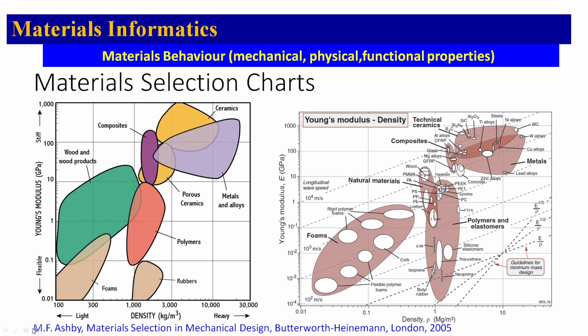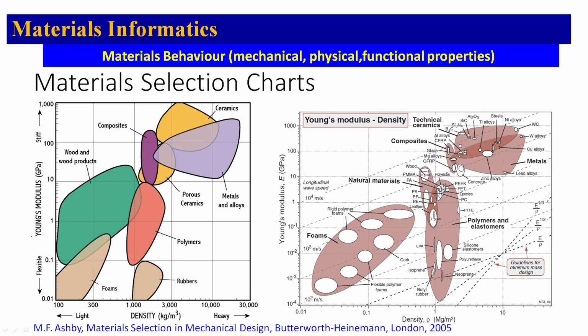Now, look at what Michael Ashby's book can provide. Michael Ashby has given material behavior, mechanical, physical and functional properties in terms of charts, and that is his novel idea, because I am going to discuss charts quite extensively in the next 5-10 minutes.